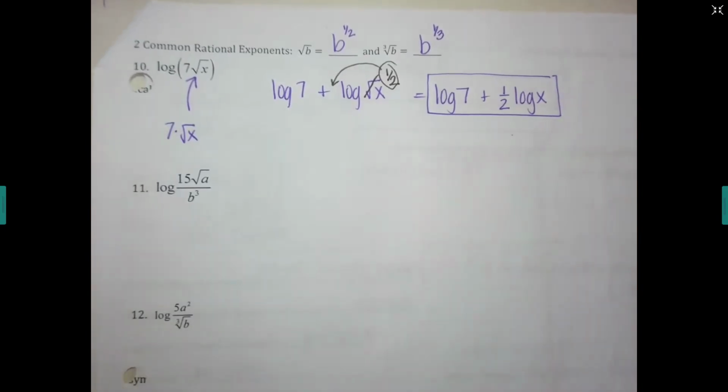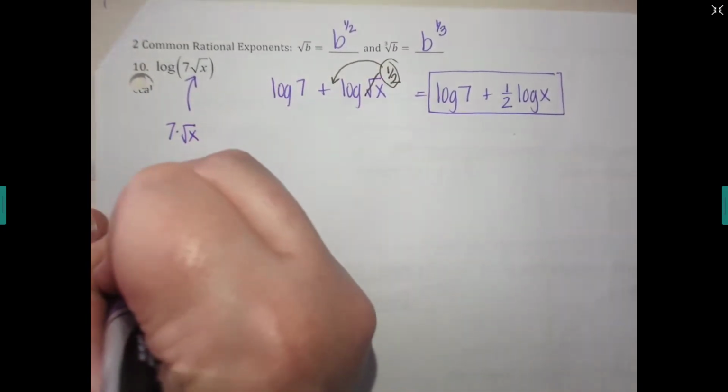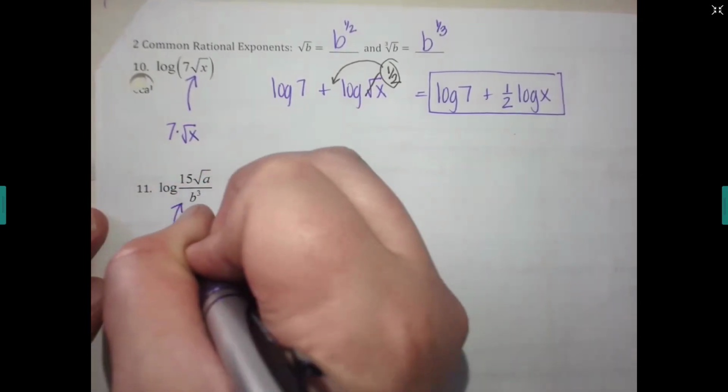Does that make sense? Okay. All right, let's do number 11. Okay, 15 root A over B cubed. Let's write the operation first. That's a 15 multiplied by a square root A and divided by a B cubed.